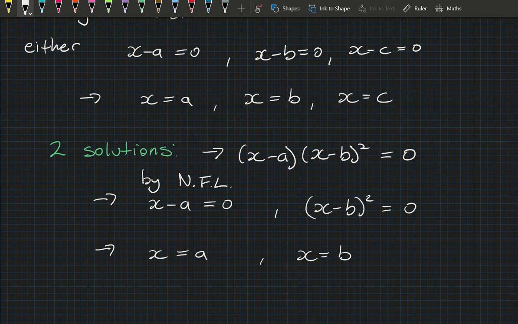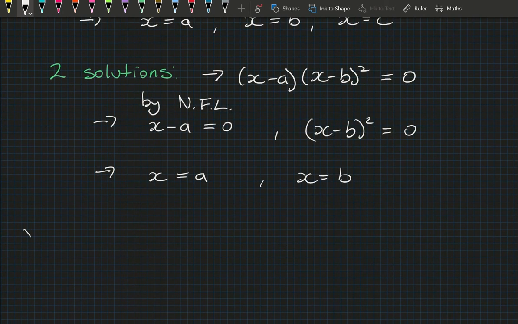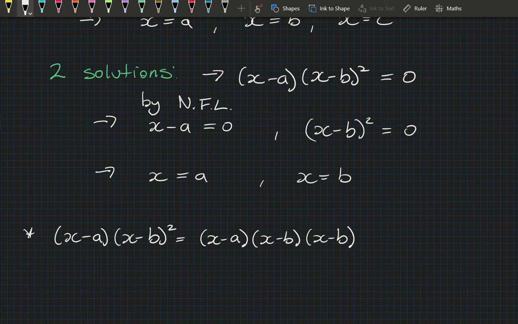And just to be clear why we've got only 2 solutions, (x minus a) times (x minus b) squared is actually equal to (x minus a) times (x minus b) times (x minus b). And of course they're 0 at the same place. When we get to graphing, keep an eye out to what that actually means, by the way.